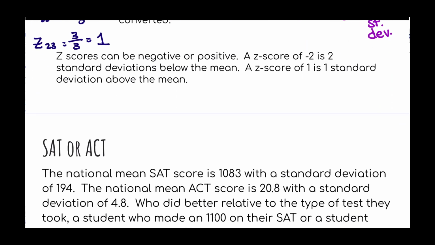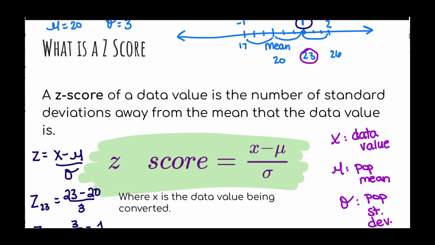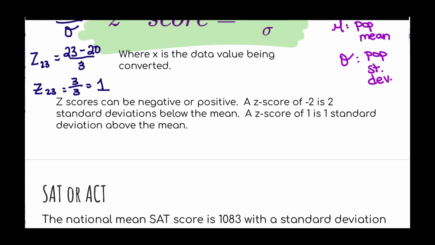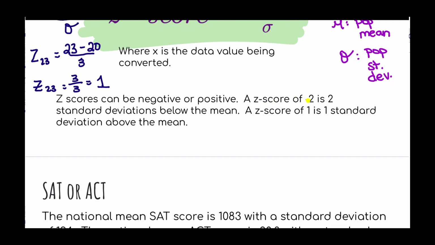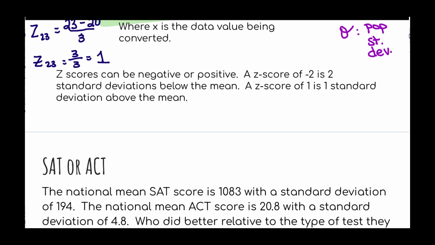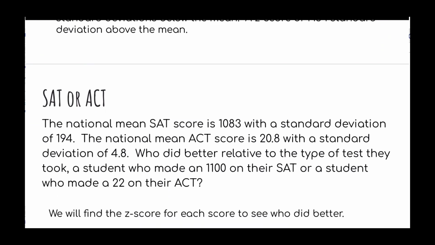Note that z-scores can be negative or positive. Like I said, if it's above the mean, it's positive. If it's below the mean, it's negative. So a z-score of -2 is 2 standard deviations below the mean, and a z-score of 1 is 1 standard deviation above the mean. So negative z-scores would be data values that are below the mean, and positive z-scores would be data values above the mean.